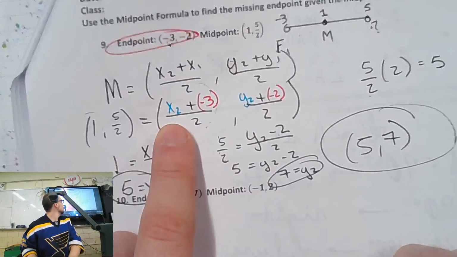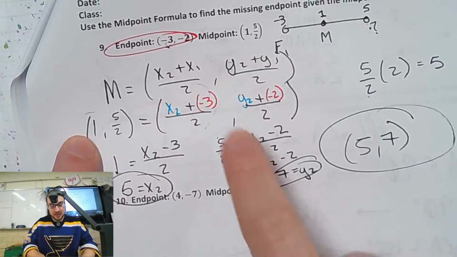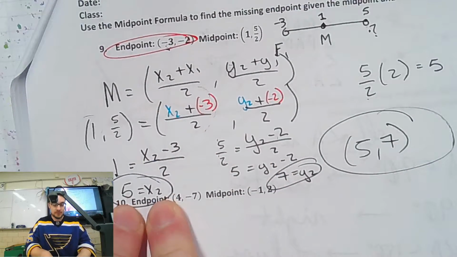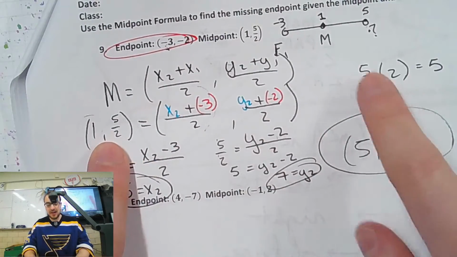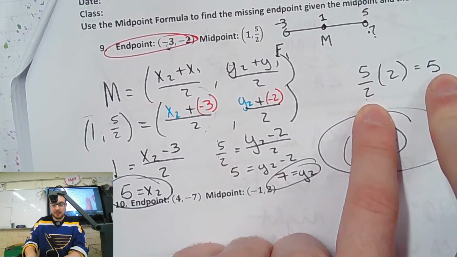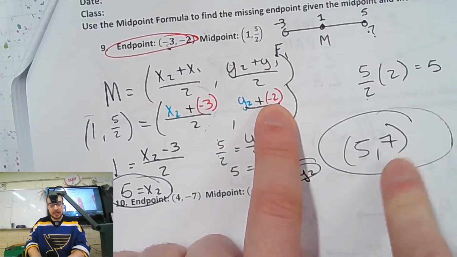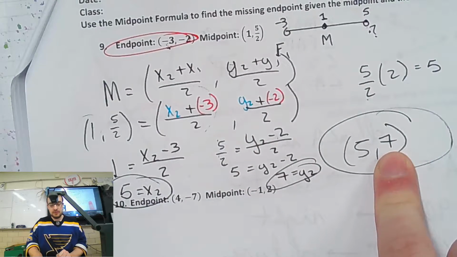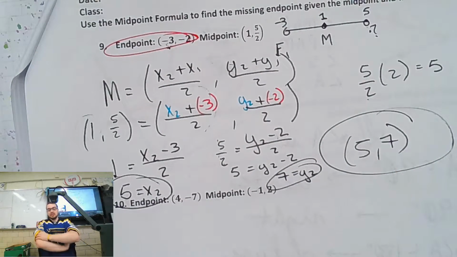So what do I do? I times 2 to this side, and then add 3. I get 5. On this side, I times 2. What's 5 halves times 2? Well, it's 2 divided by 2, which is 1, times 5, which is 5. Then I add 2, and I get 7. So endpoint number 2 is at 5, 7.